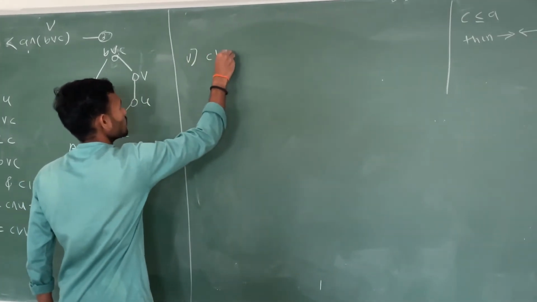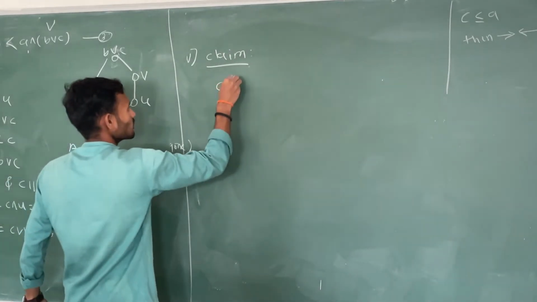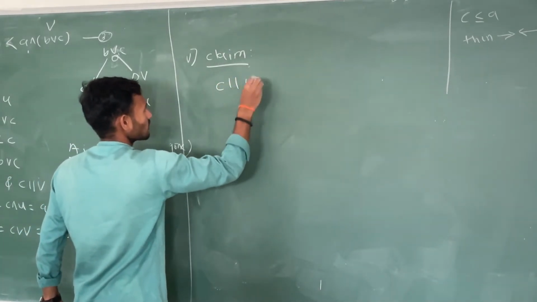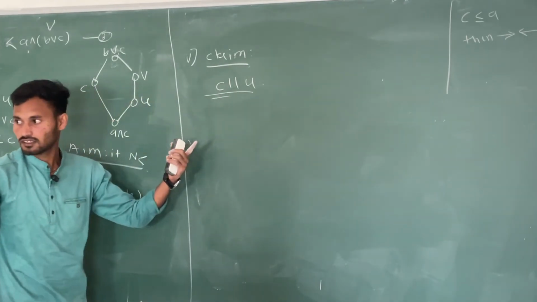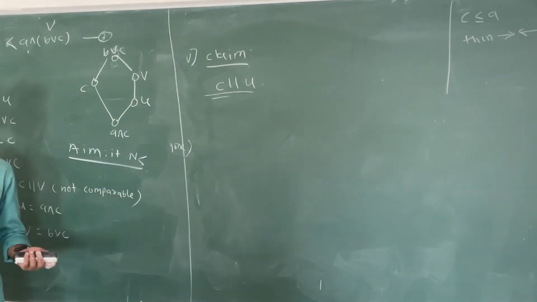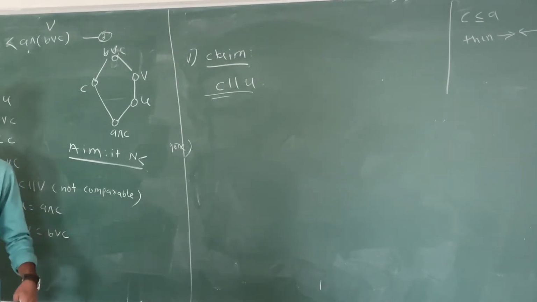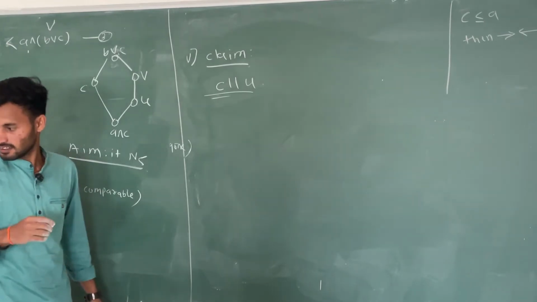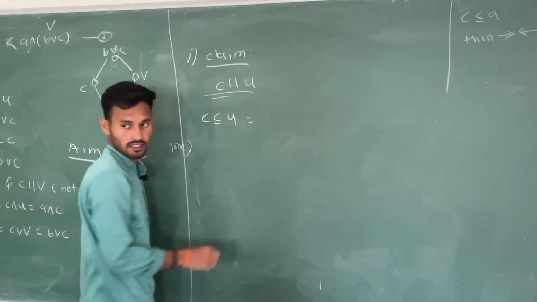Fifth one, claim. Firstly we prove this. What is meant by saying not parallel? They are not comparable. Not comparable means C is not less than or equal to U, or U is not less than or equal to C. If we take C is less than or equal to U.